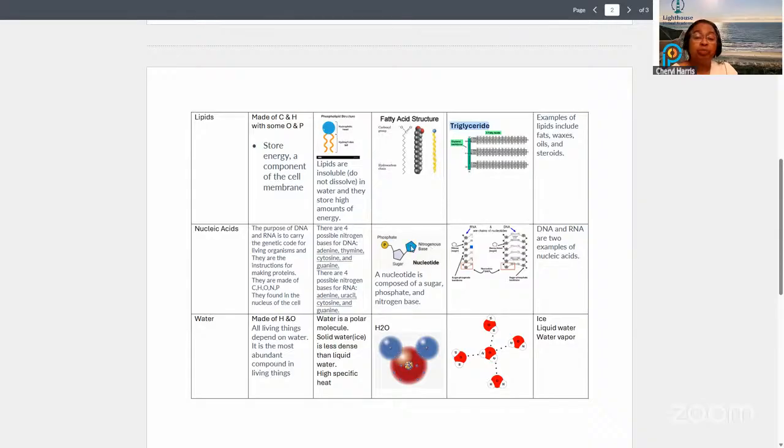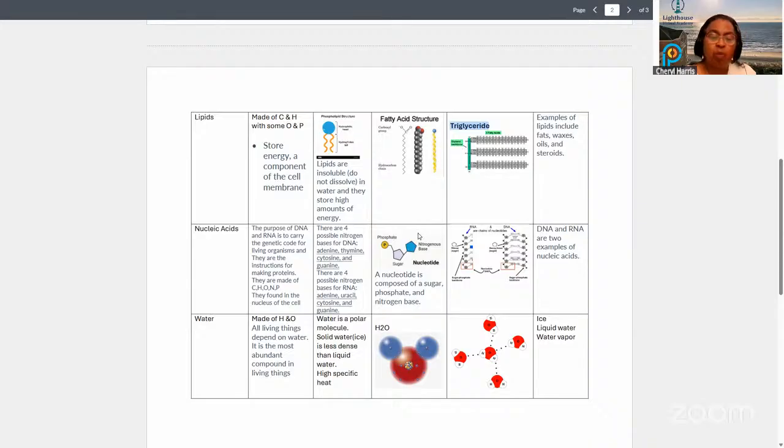The nitrogen base can be one of four. Okay, if it's DNA, it can be adenine, thymine, cytosine, or guanine. If it's RNA, it can be adenine, uracil instead of thymine, cytosine, and guanine. Okay, so the nucleotide is that base.